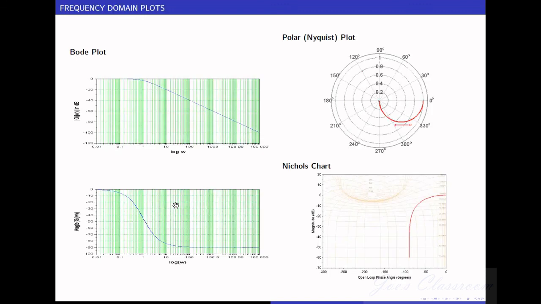Out of these 5 plots, these are the 3 important plots: the Bode plot, polar plot and Nyquist chart. Mostly in this frequency domain analysis, we will be dealing with these plots, and we will study these plots in detail in the forthcoming lectures.